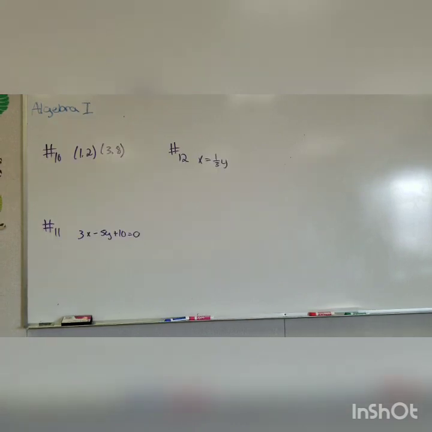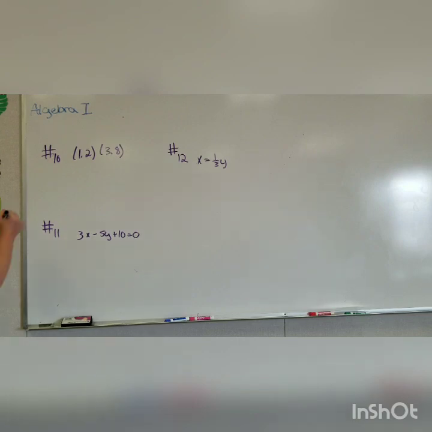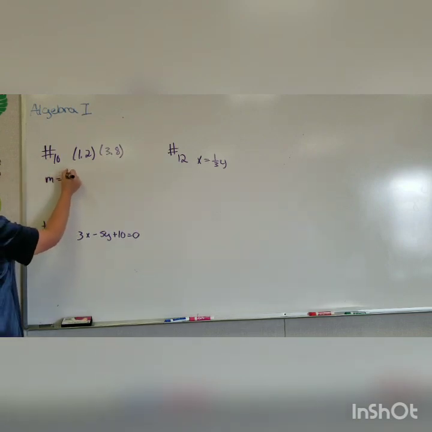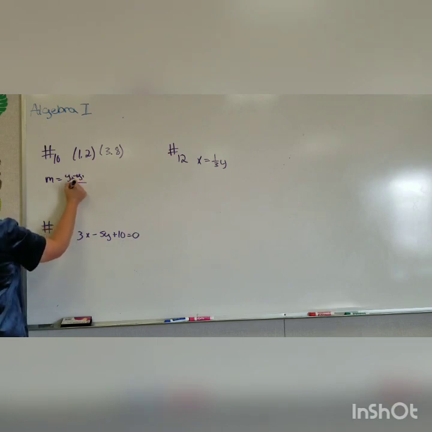All right, for problem number 10, we start with our equations of lines. They ask you for the slope of a line that passes through these 2 points, 1, 2, and 3, 8. So for slope, the equation for slope is y2 minus y1 over x2 minus x1. So you subtract your y's over subtracting your x's.